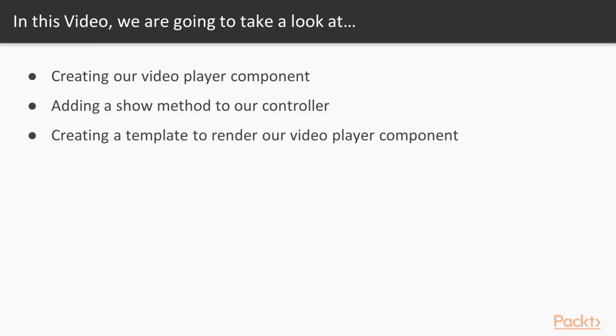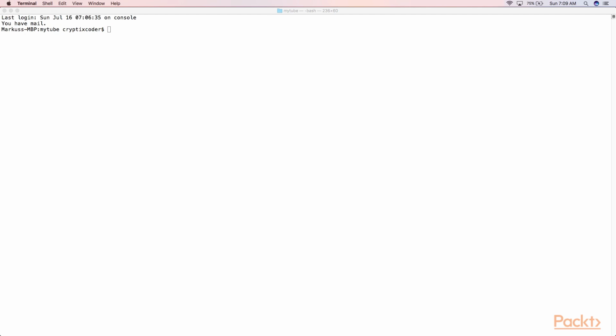In this video, we're going to create our video player component. Then we will add a show method to our controller. Then finally, we'll create a show template that we will use to render out our video player component. To build our video player, we're going to be using HTML5 video. In order to make sure our video player works on all browsers, we will be using the VideoJS library.